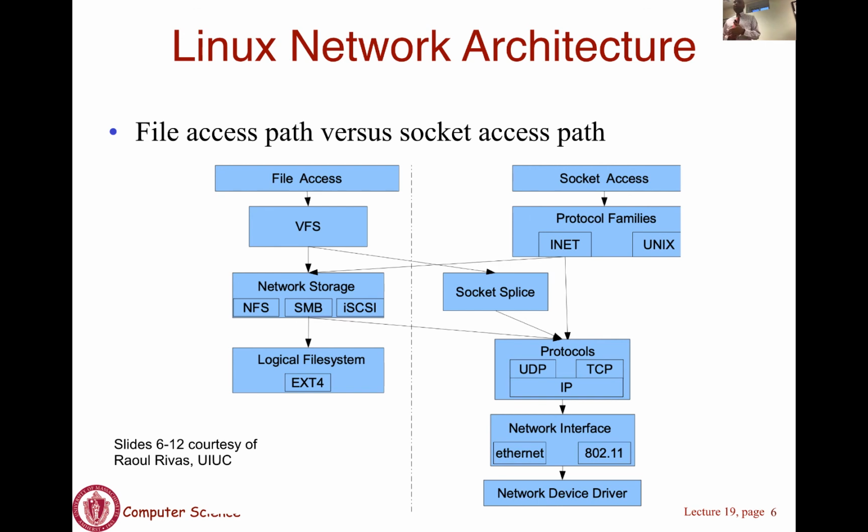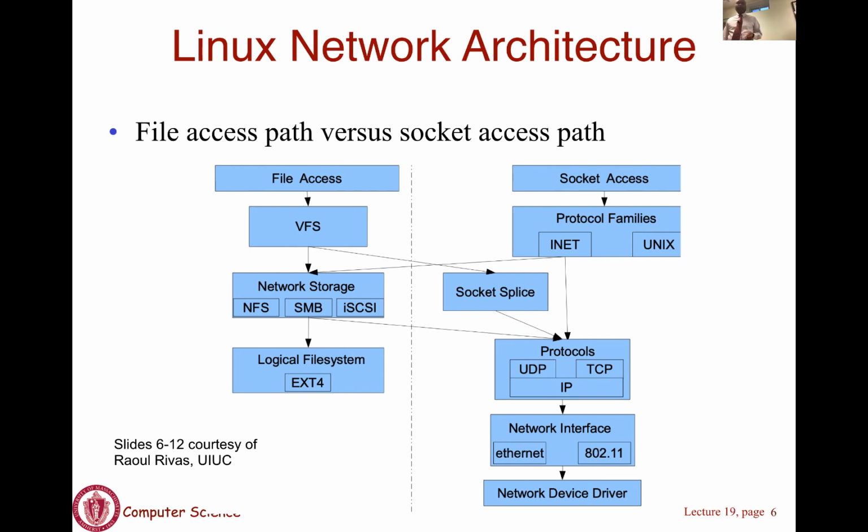Now looking at the socket access path, when you read or write to a socket, it's first going to arrive at the protocol families layer. This is somewhat similar to the VFS layer, where you can have more than one protocol family plugged into it. Just as the VFS layer allows you to plug in multiple file systems, here you can have more than one protocol family. Typically, most Unix-like systems will support at least two: INET, which is the internet protocol or the TCP/IP protocol, and Unix sockets, which I'll come to in just a moment.